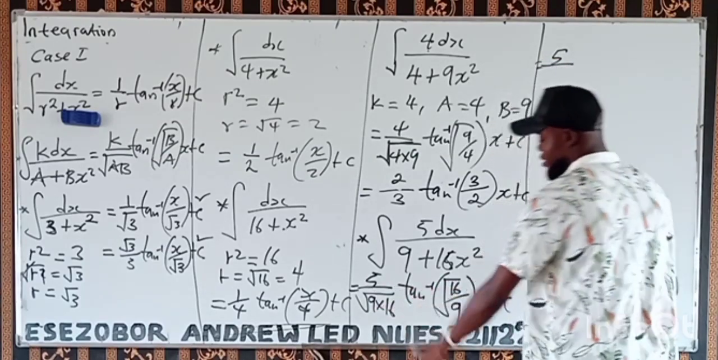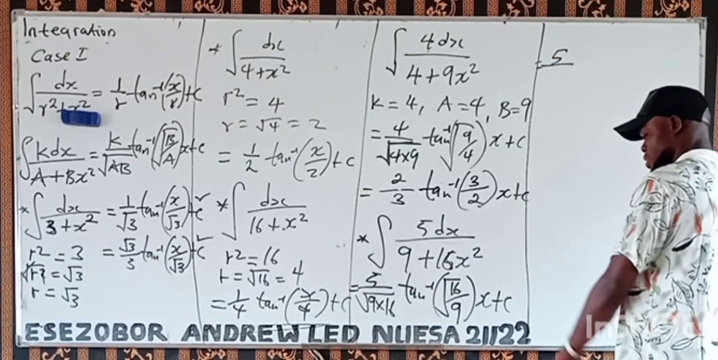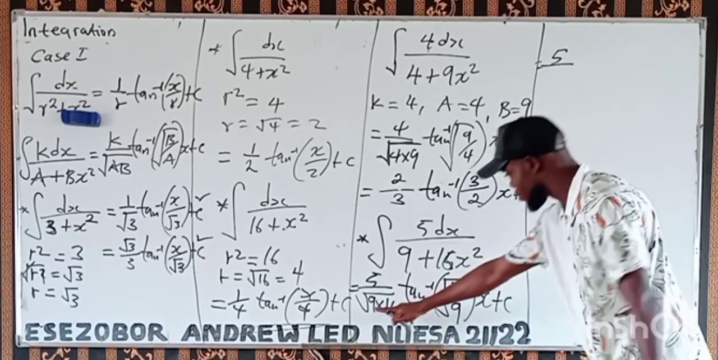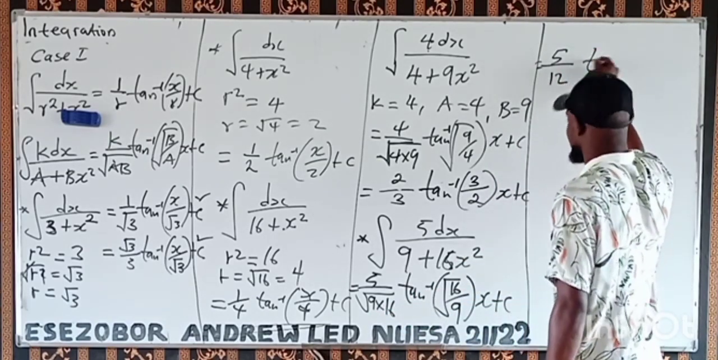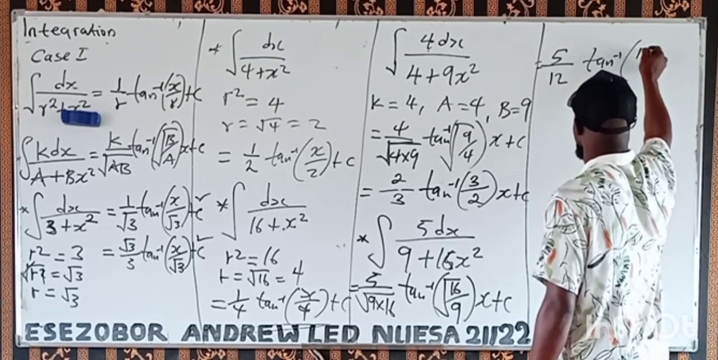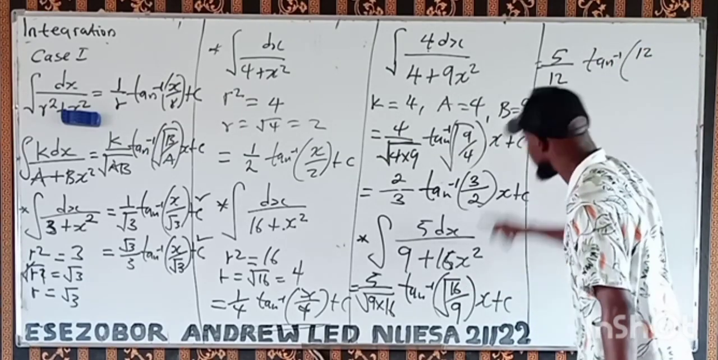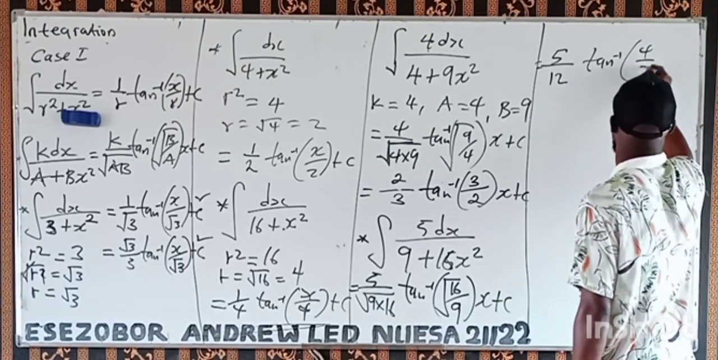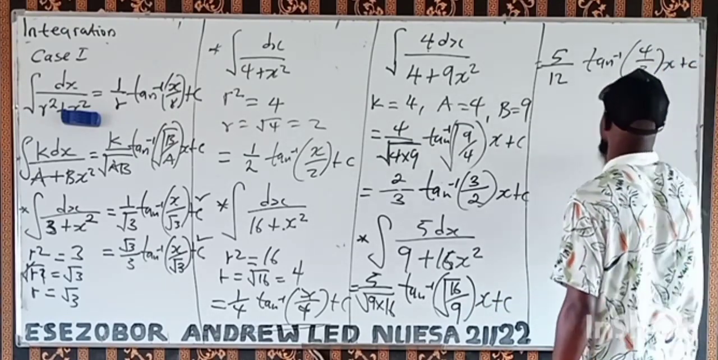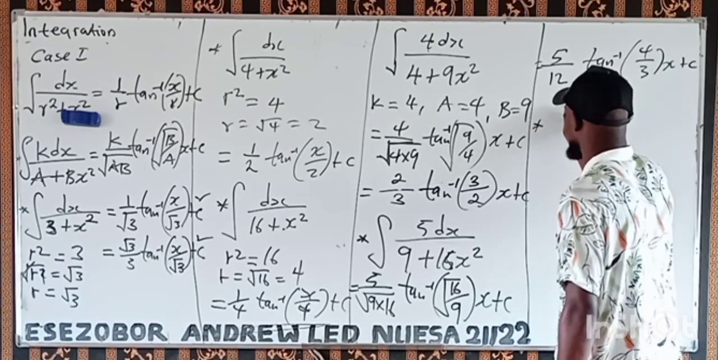What is this over this? It's 3 times 4. What is that? 12. This one is 3. This one is 4. 3 times 4 is 12. Then tan inverse of, okay, root 16 is 4. Root 9 is 3. Over 3, s plus c. That is the answer. So try and do this one now.